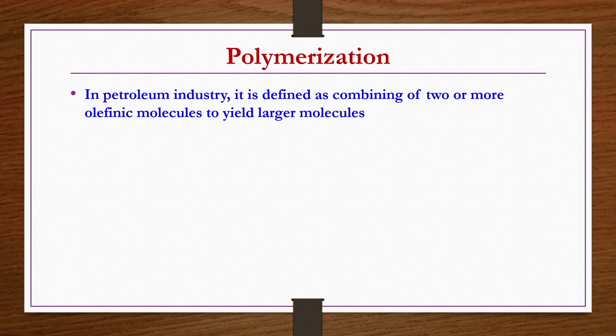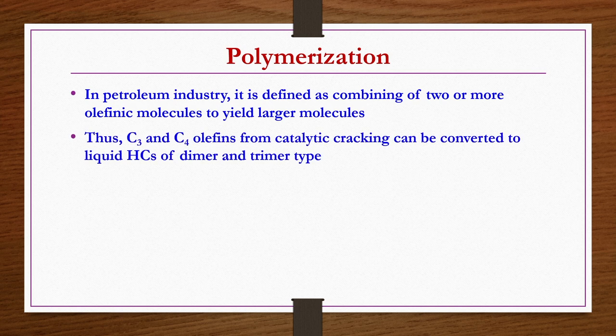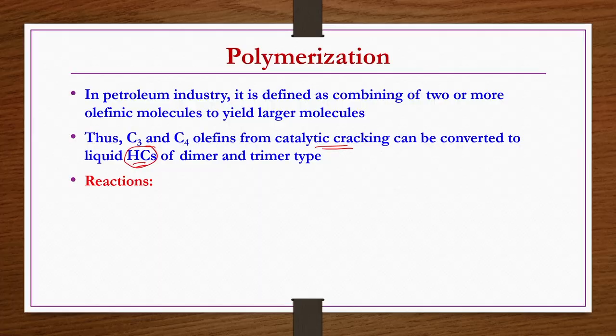In the petroleum industry, it is defined as combining of two or more olefinic molecules to yield larger molecules. Thus, the C3, C4 olefins, that is propene, butene, etc., which you obtain by catalytic cracking of crude petroleum, can be converted to liquid hydrocarbons of dimer and trimer type. These liquid hydrocarbons are nothing but polymer gas oil or polymer gasoline. Now we discuss some of the reactions which are very common in the petroleum refinery, for the formation of dimers or trimers from the olefins.